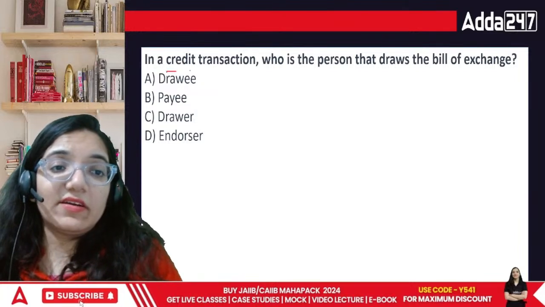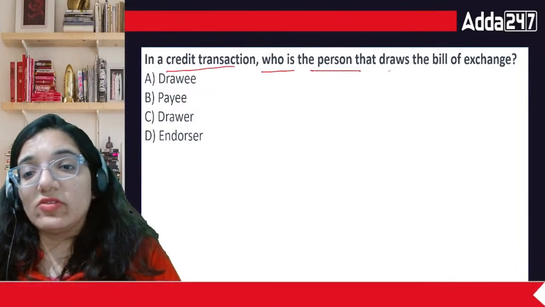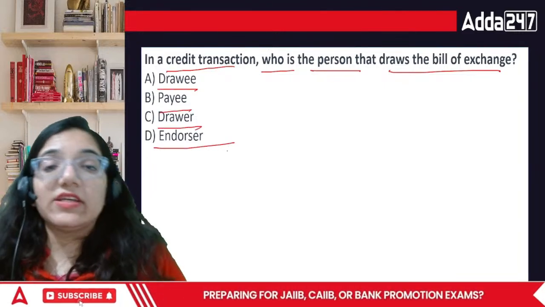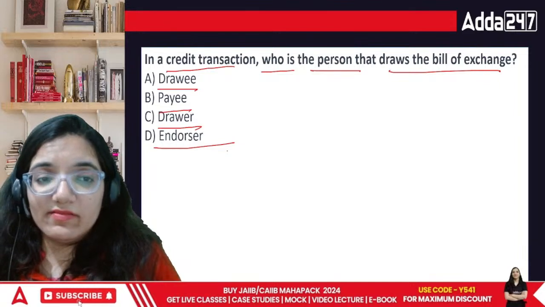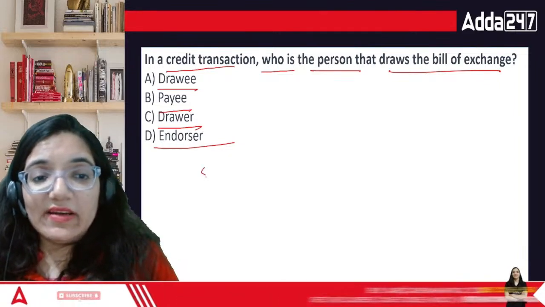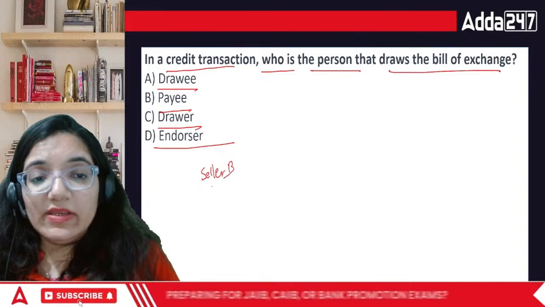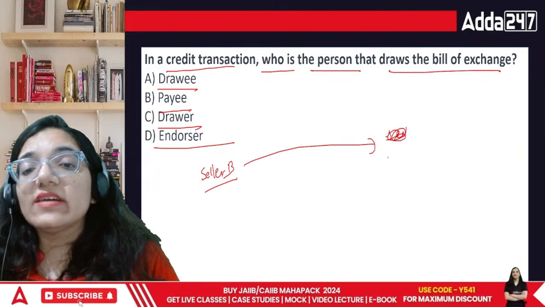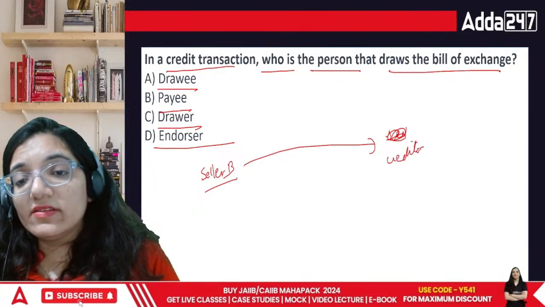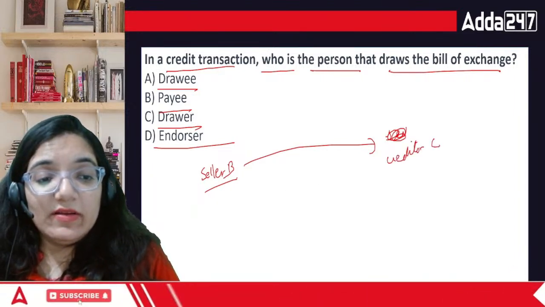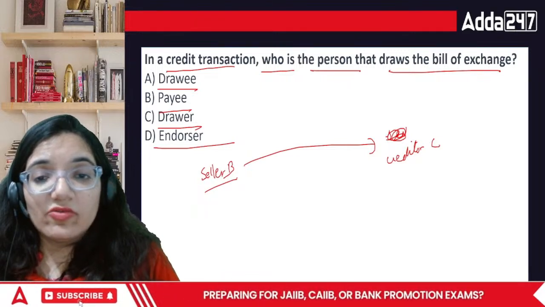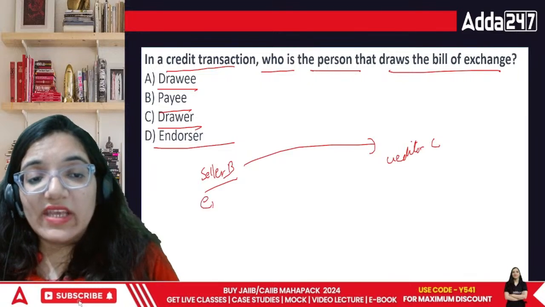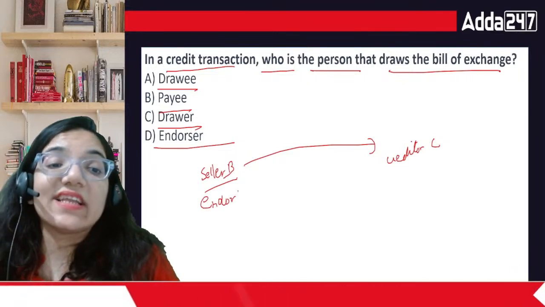Now, in a credit transaction, who is the person that draws the bills of exchange? Drawee, payee, drawer, endorser. We talked about seller B, right? We talked about seller B giving his bill to his creditor C. So the seller B gave his bill to C. So technically, this is the one who's endorsing, who is transferring or selling his bill.